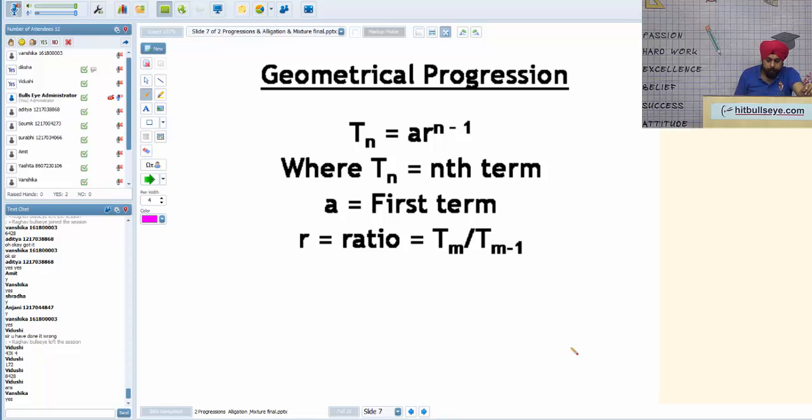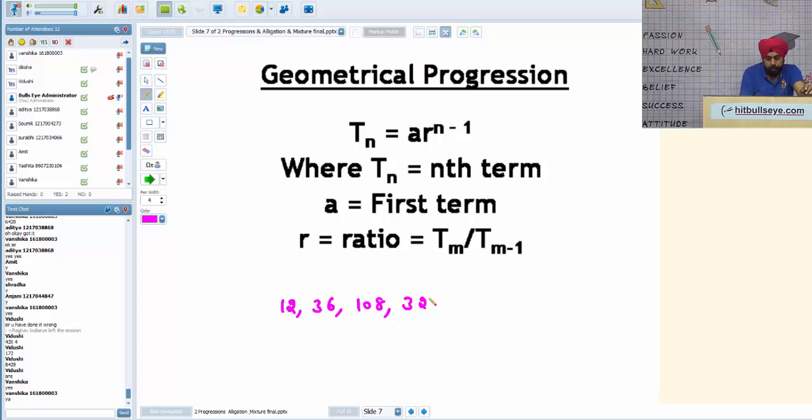Now geometric progression, it is not the common difference here. It is a ratio which is common here. And let me write a GP here. Say it is 12, 36, 108, 324, and so on. You can say every term is generated by multiplying the previous term by 3.